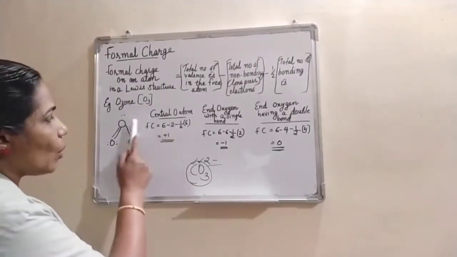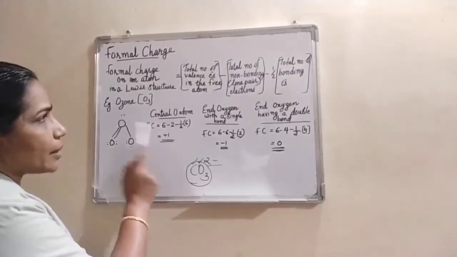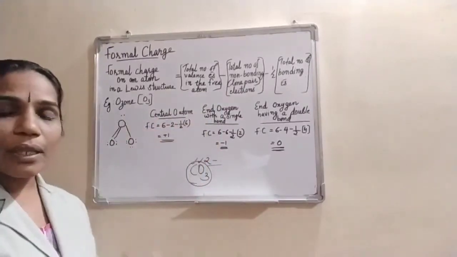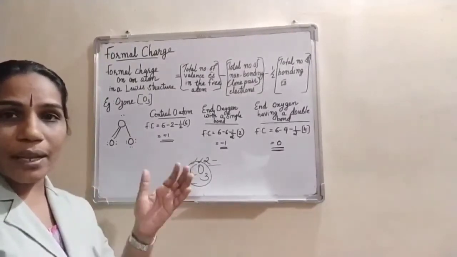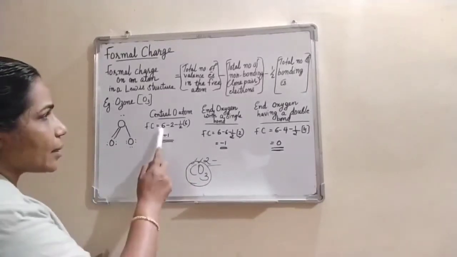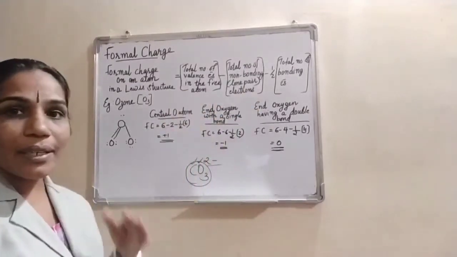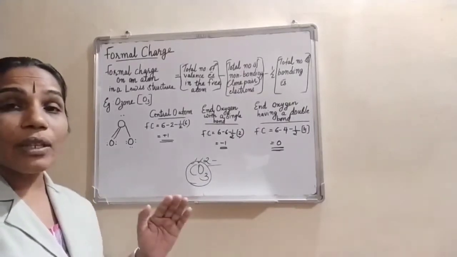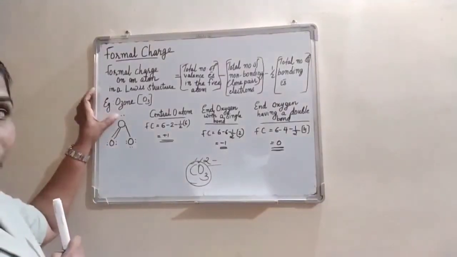Consider the central oxygen atom. Formal charge is equal to total number of valence electrons in the free atom. Total number of valence electrons present in free oxygen atom. How many valence electrons? 6 valence electrons, isn't it? Then 6 minus total number of lone pair of electrons. What is lone pair? The valence electrons that are not involved in the bonding. One lone pair of electrons.